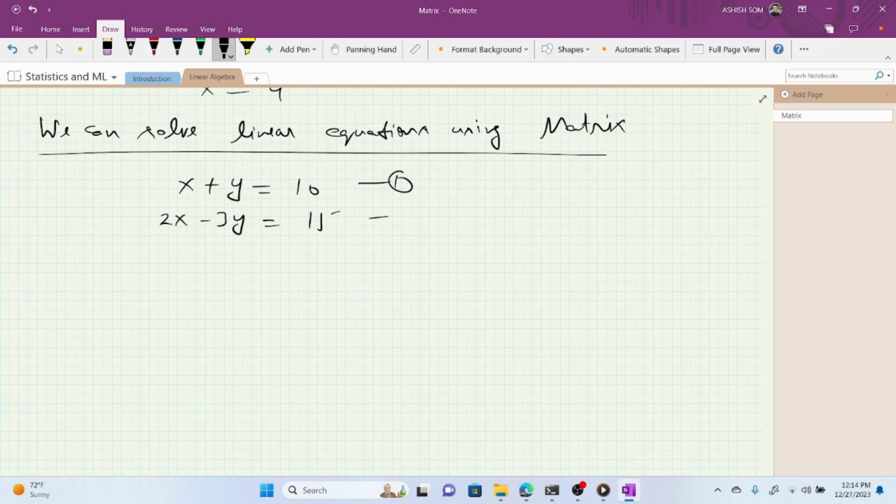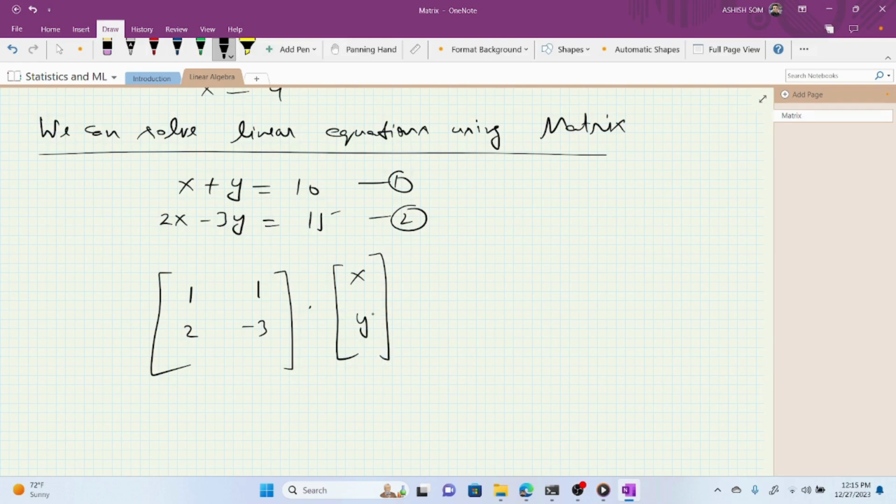Now these two equations I can represent in the form of a matrix like this. I will take the coefficients, let's say 1, 1, 2 and minus 3. This is one matrix. Then here I will have the variables x and y, two variables, equal to 10 and 15 like this. So we represent it like this. We will see in this section how to solve linear equations using matrix operations, guys.